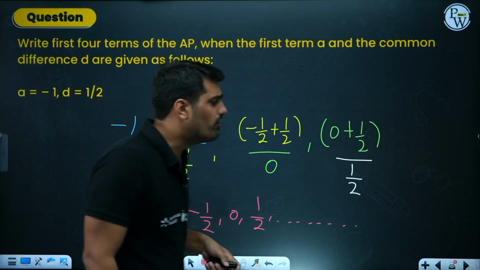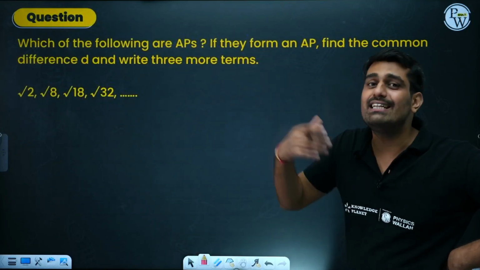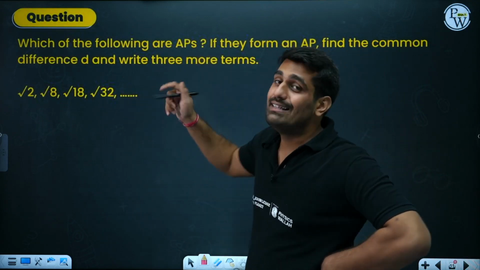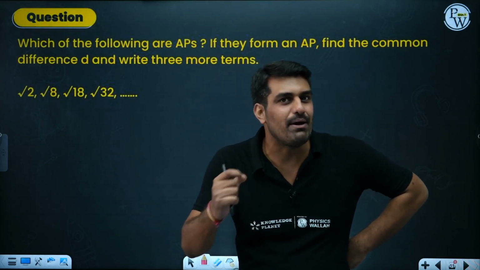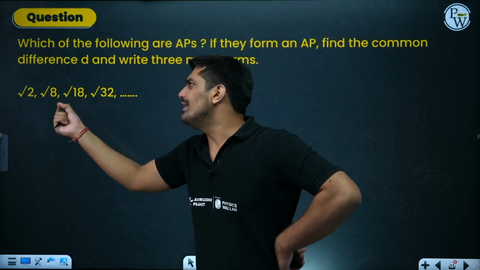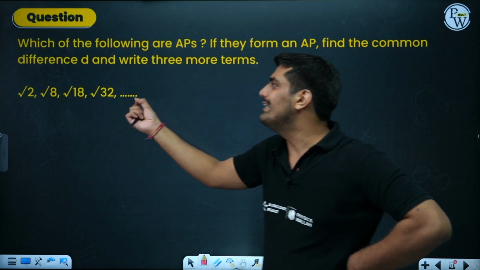Okay, going forward now. Understanding with multiple kind of a question. So here's the next kind of a question we have. It says which of the following are AP? This time you have been asked whether the given sequence is an AP or not. The sequence given to you is root 2, root 8, root 18, root 32.